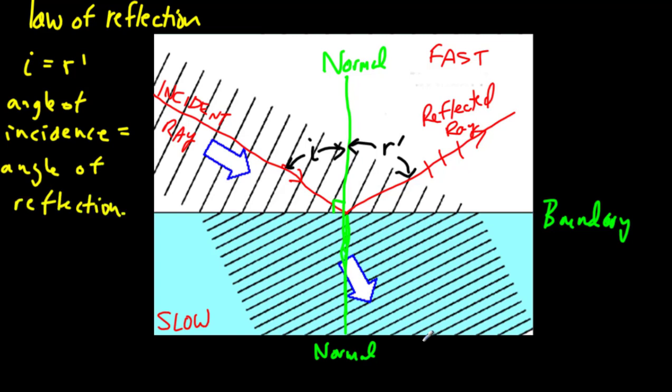Now we can also draw a refracted ray or transmitted ray. It of course is going to be perpendicular to these wave fronts on the other side. And that allows us to define another angle. I'll call it r. That would be the angle of refraction. And once again, it's measured from the normal to the ray. This is the refracted ray, or the transmitted ray if you prefer. Of course, it's going to be perpendicular to all of those wave fronts in that medium.